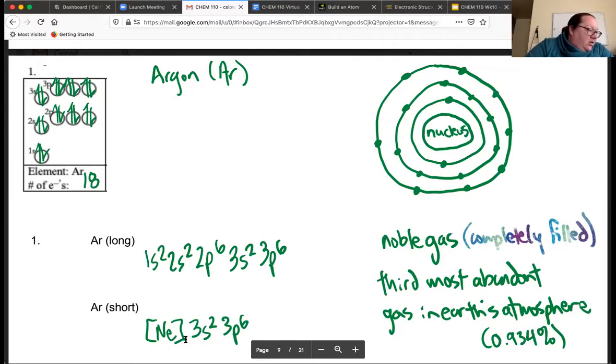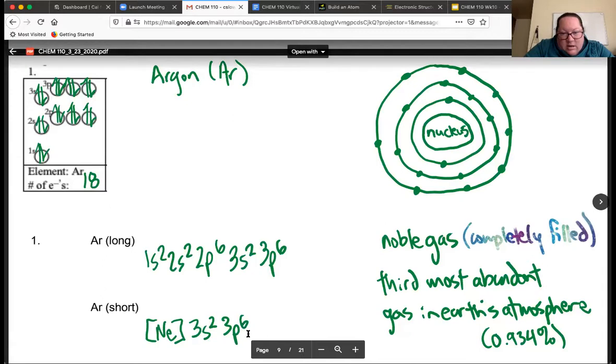So the row after neon is row 3, which is what I'm looking for, because I'm trying to get to argon. So 3s2, that's sodium and magnesium. And then 3p6, those are the electrons from aluminum, silicon, phosphorus, sulfur, and chlorine. And then ultimately, the 6th one here is what makes argon. Yep. So Julian's right. If you know how to write out the short version, you are great to go.